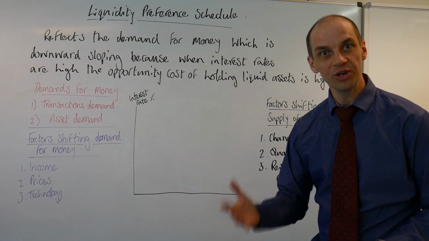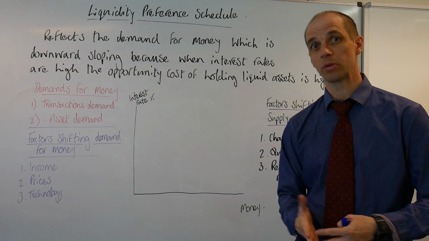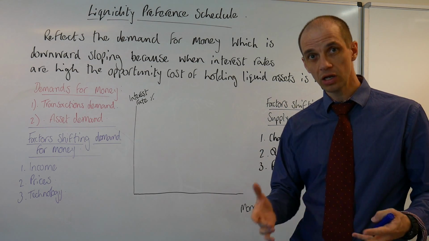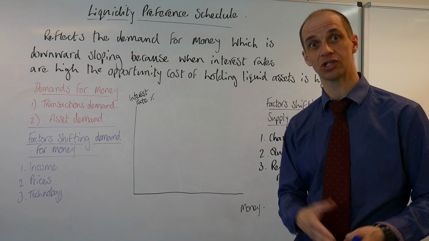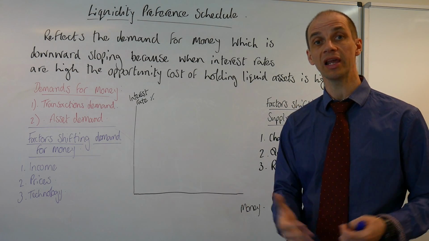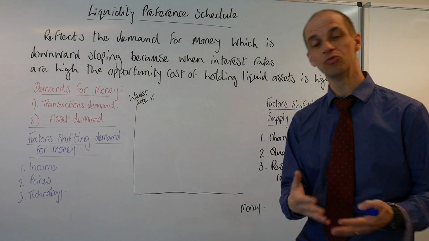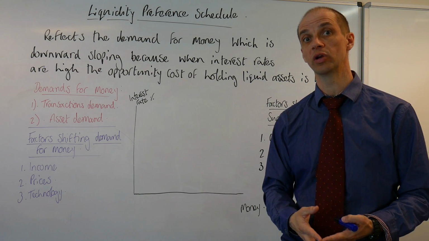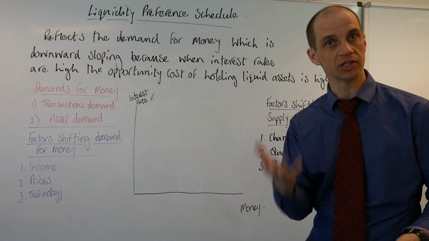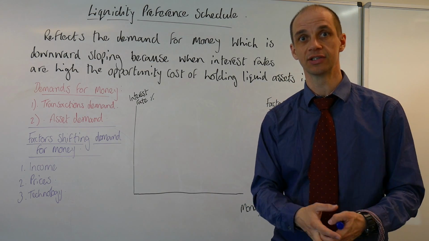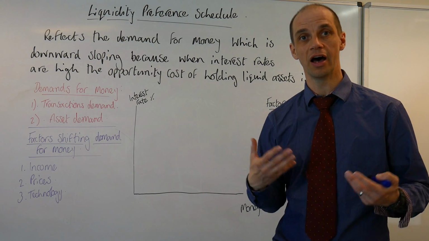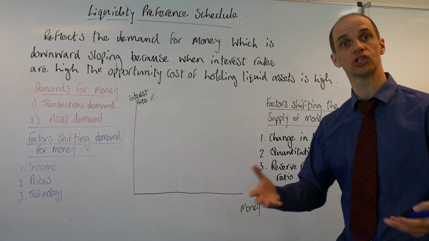Hi everyone. So an important element of understanding monetary policy is that you understand the liquidity preference schedule. The liquidity preference schedule really just illustrates people's demand for liquid assets, which we can take as cash to be the primary liquid asset, of course. It's a liquid asset because it is so easily converted into goods and services and so readily available for exchange.